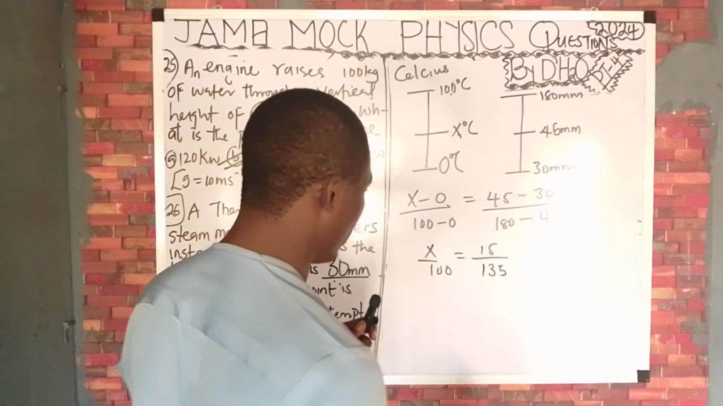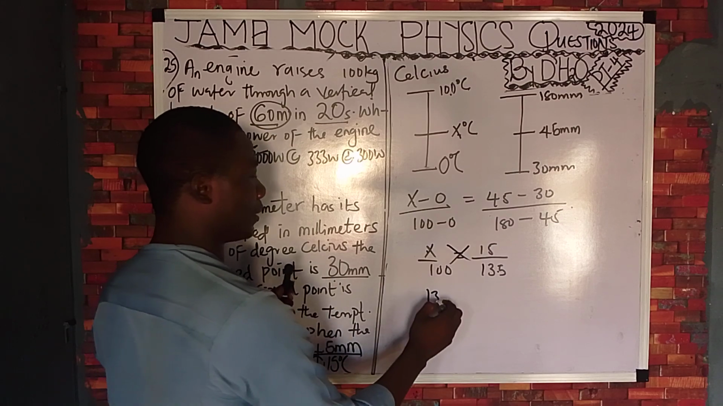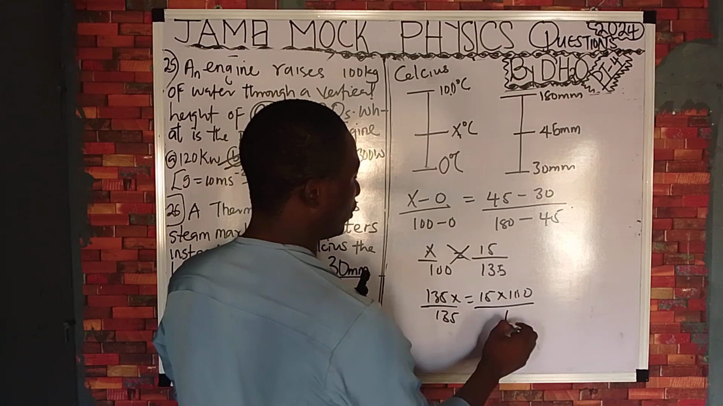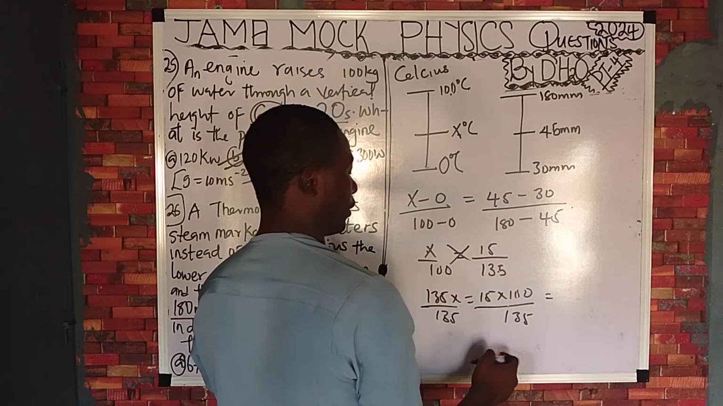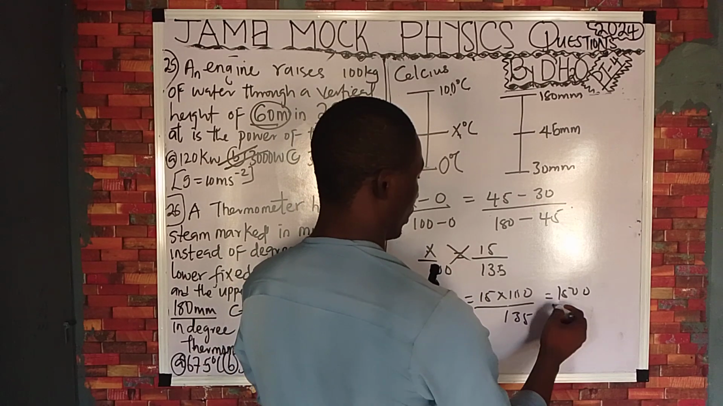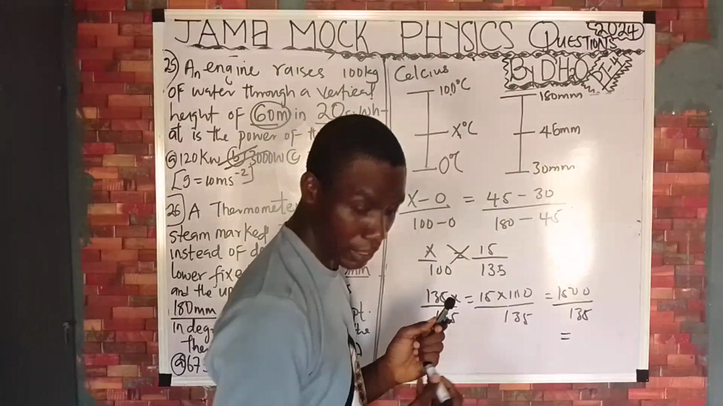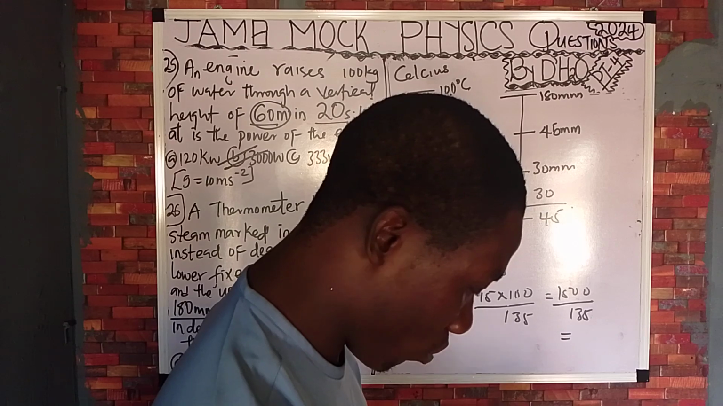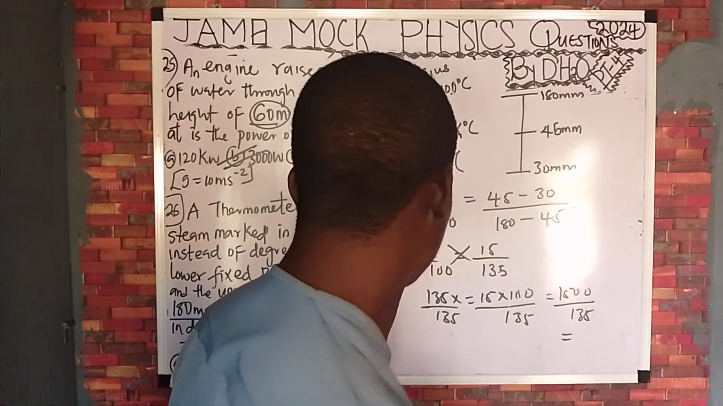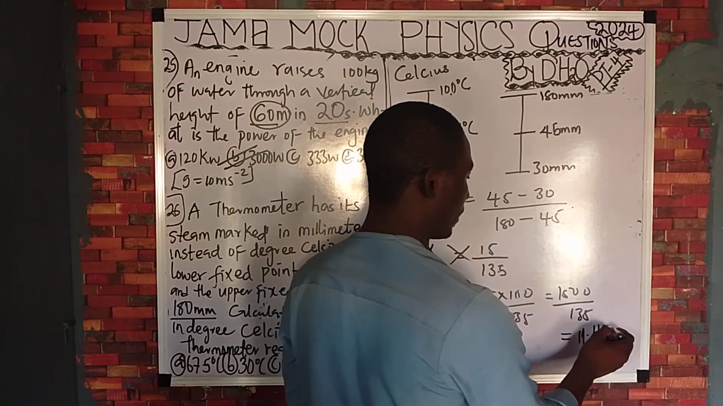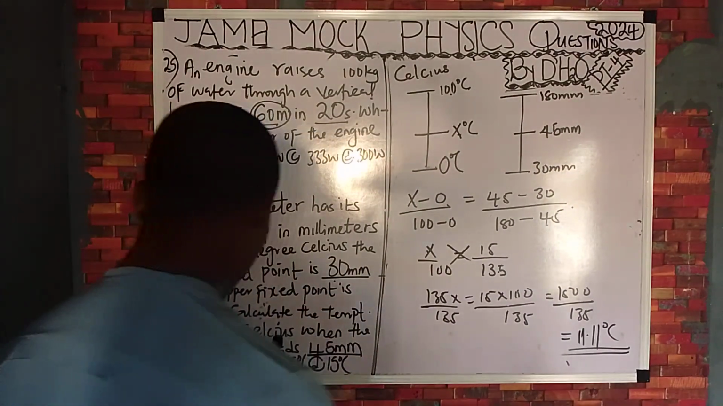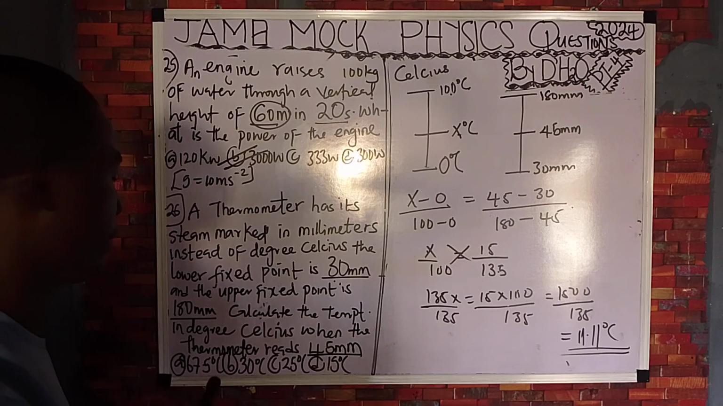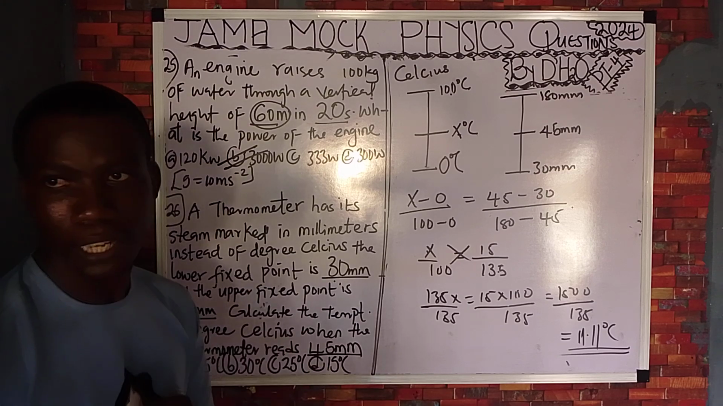So we simply cross multiply so that we have 135x is equal to 15 times 100. So you divide both sides by 135, and 15 times 100 is 1,500, so 1,500 over 135. Let's quickly divide that and see our answer. 1,500 divided by 135 will give us 11.11 degrees Celsius. Okay, let us see the options. Wow, it seems like the right answer wasn't given in the options. So I don't think there's an answer here. So let's take the next question.